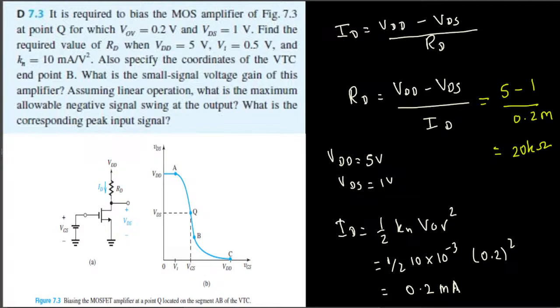Find the value of RD, and they have provided all the information. The second part is also to specify the coordinates of the VTC endpoint B. Okay, here we have B. Actually B is right here. We have to find the coordinates. If you look at the x-axis, we have VGS, and on the y-axis we have VDS. So we have to find both of them in order to express the coordinates.